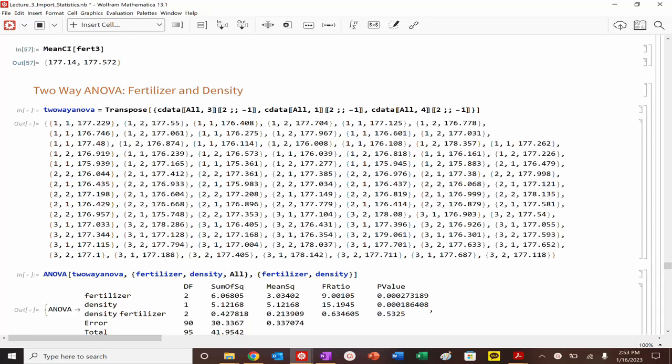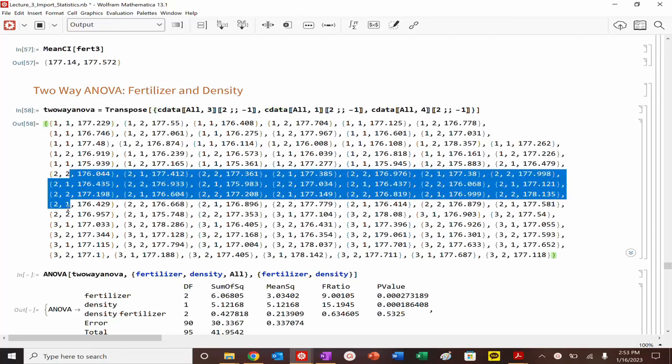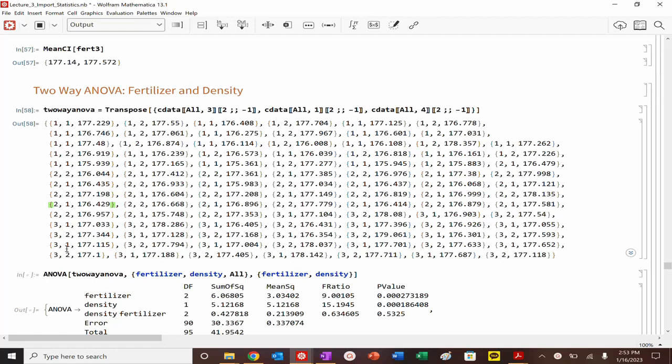All right, so let's go ahead and now examine a two-way ANOVA analysis. I want to look at basically two factors: fertilizer again, and then I also want to look at density. Density has a factor of only 1 and 2. So if you look at that second column in here, that is my density factor.